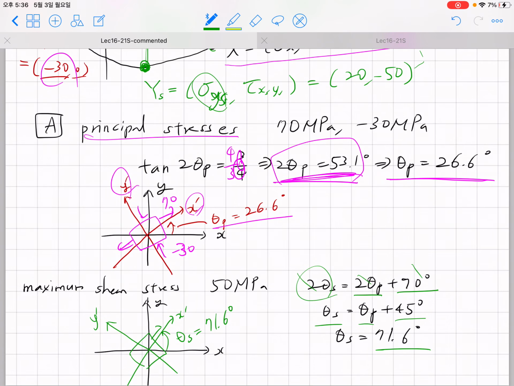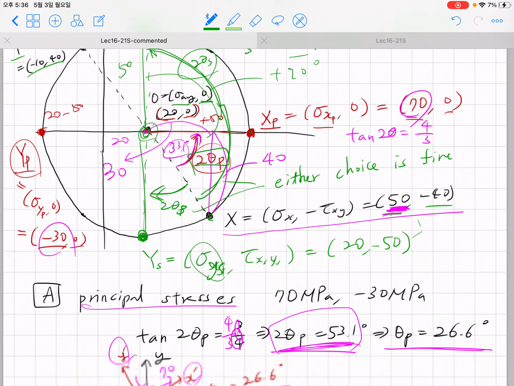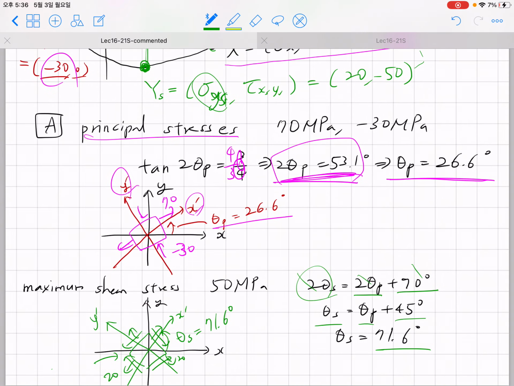So yeah, you have simply 20 megapascal in tension. You're gonna have negative tau x prime y prime, and the value of negative is 50. Okay, so yeah, you're gonna have a maximum shear stress of 50 megapascal, and you can have normal stress x prime y prime as like a 20 megapascal. That's the coordinate where you have maximum shear stress and normal stress component in x prime y prime are equal to each other.